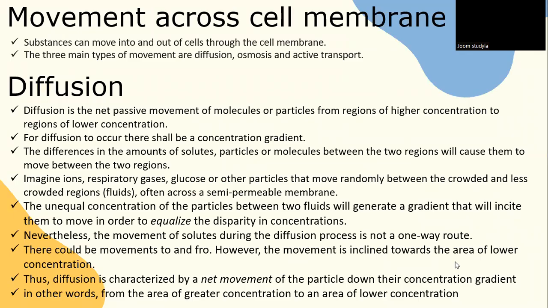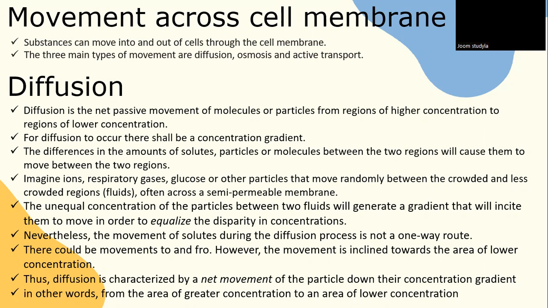Movement across the cell membrane. Substances can move into and out of cells through the cell membrane. The three main types of movement are diffusion, osmosis, and active transport. Diffusion. Diffusion is the net passive movement of molecules or particles from a region of higher concentration to a region of lower concentration.